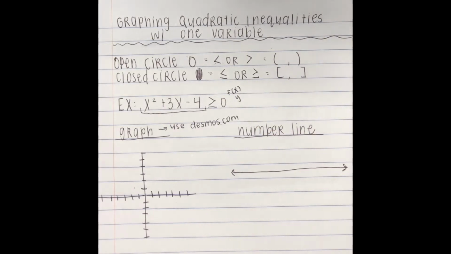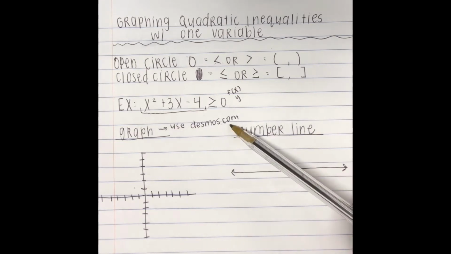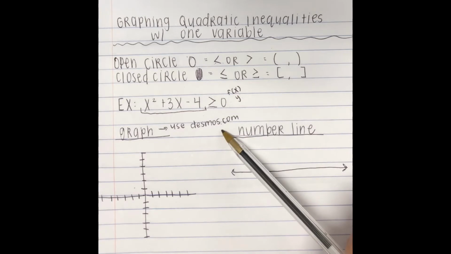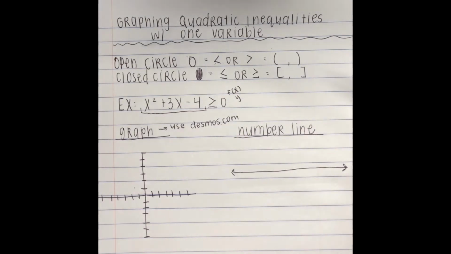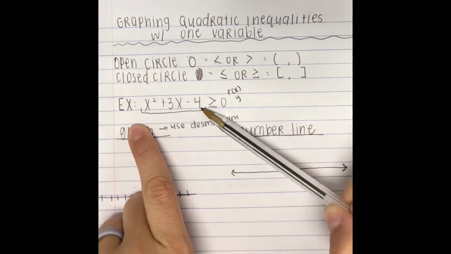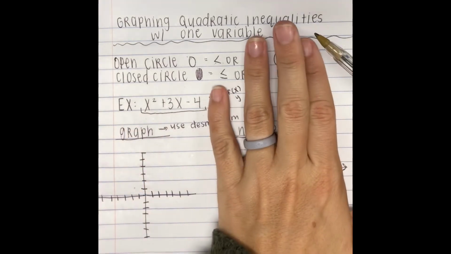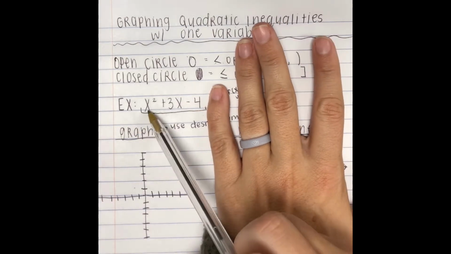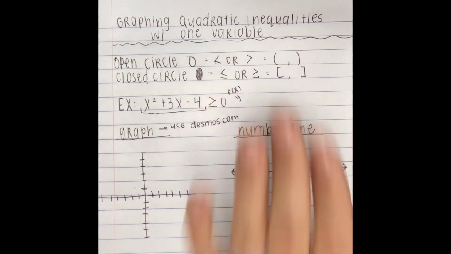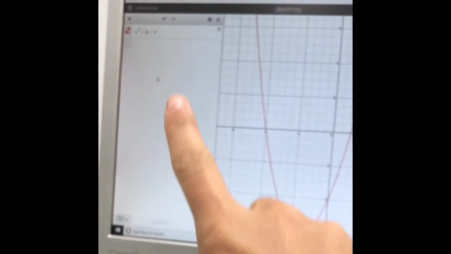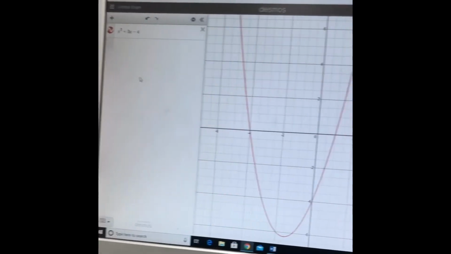So let's go to Desmos.com, and then we'll get to this part in 1 second. So let's look at Desmos real quick. Oh, and real quick, in Desmos, you're just going to type in this part, okay? Don't type in the inequality because it's going to give you some funky looking things. So just type in x squared plus 3x minus 4. All right, so we're in Desmos. We have graphed the x squared plus 3x minus 4.